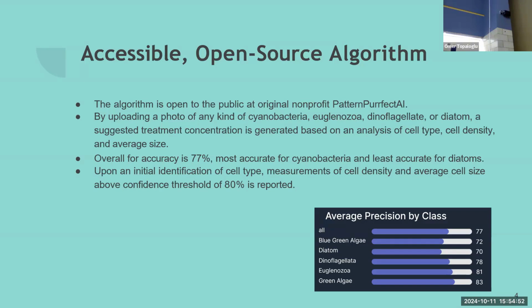So we have blue-green algae, diatoms, Dinoflagellata, Euglenozoa, and green algae. These are different groups, and in this figure you can see the average precision of the algorithm, so how we can identify these groups, group by group, etc.